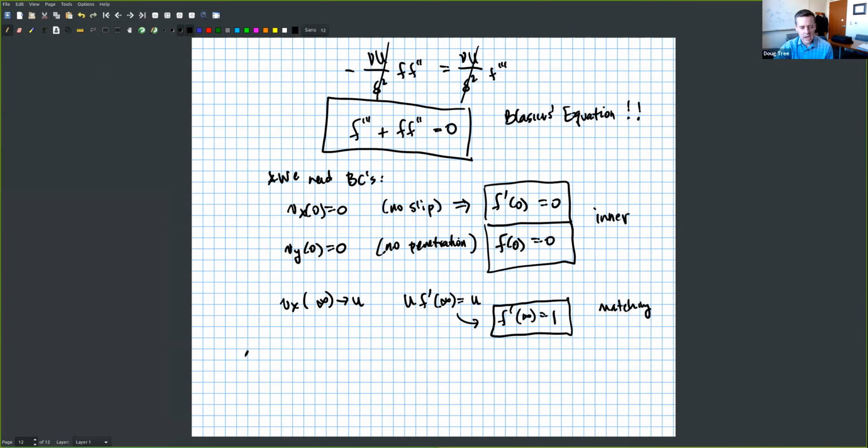Okay, so now, what do we have here? This is a well-posed ODE, but it's nonlinear because we've got this f prime multiplication, or f double prime multiplication going on. Okay, so we can't solve it by hand. We're going to have to use numerical solutions to solve this.